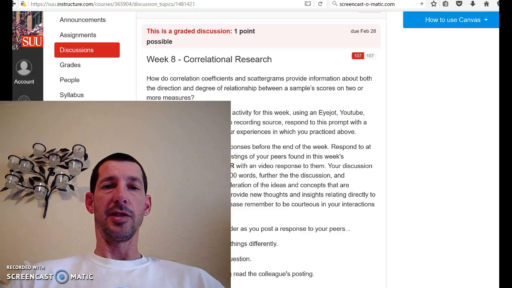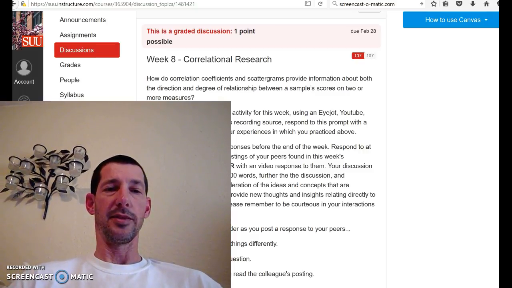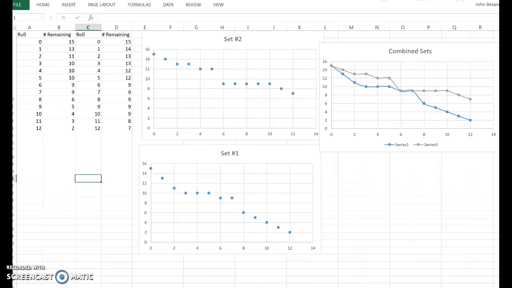And then it says talk about scattergrams or scatter plots. And since I'm a math teacher, I like scatter plots. We actually did this in my class this week, and let me pull up just a couple little examples here.